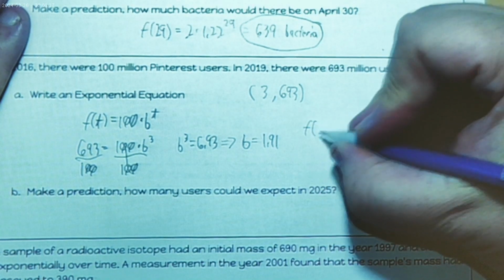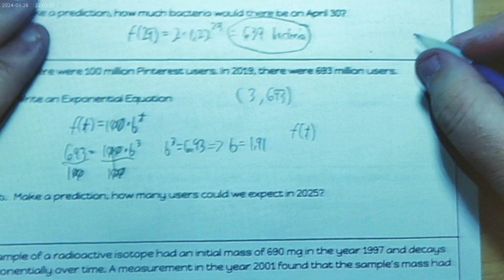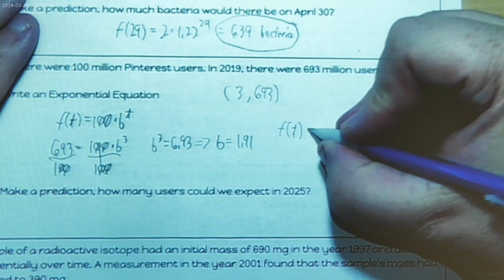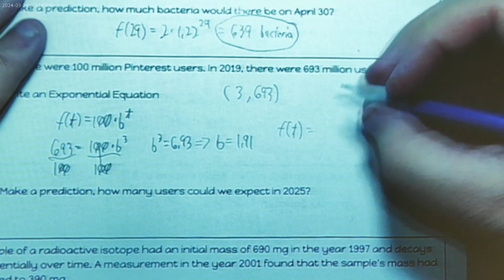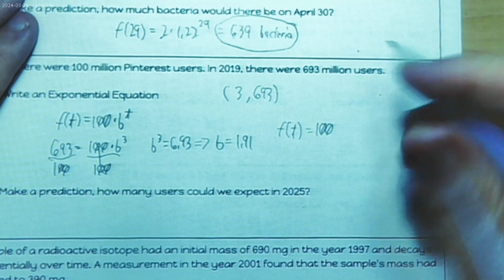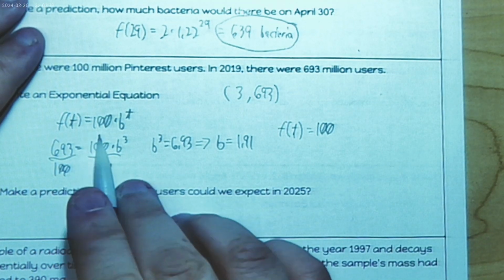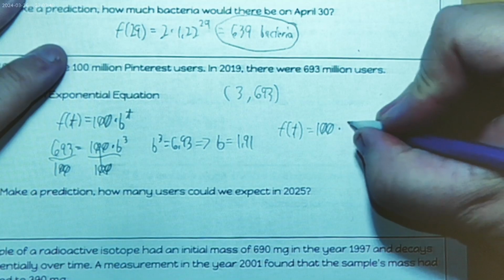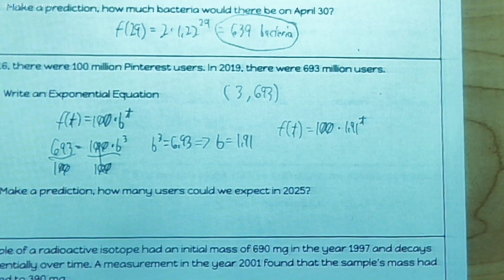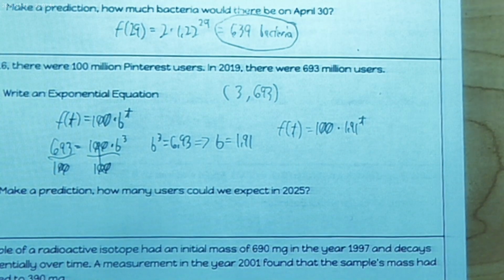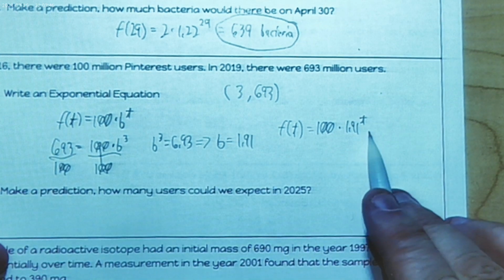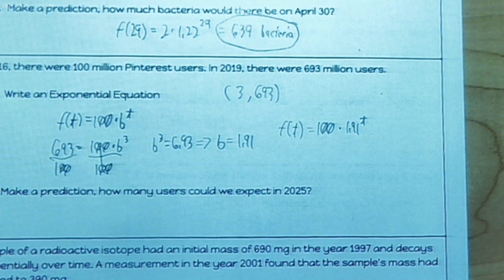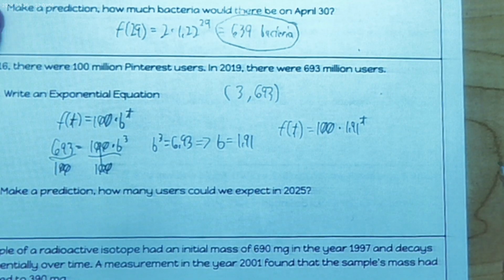So all that means is now we can finish off our exponential equation. Our exponential equation is f of t equals 100 times 1.91 to the t power, and t is being measured in time. All right, we're doing pretty well.